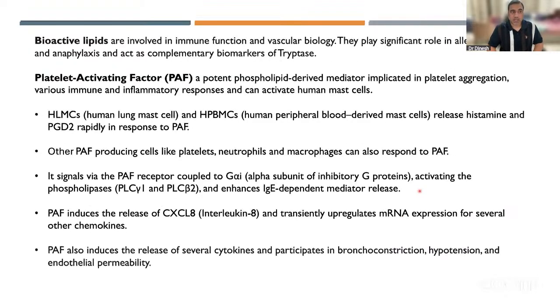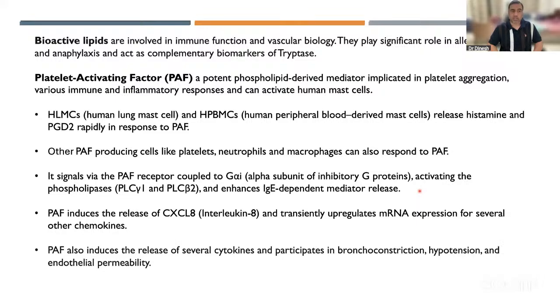So besides the enzymes, the bioactive lipids, the most important one being platelet activating factor, is important in immune function and vascular biology. They play a significant role in allergy and anaphylaxis, and they act as a complementary biomarker for tryptase. So PAF is implicated in platelet aggregation, various immune and inflammatory responses, and it can also activate human mast cells. So the human mast cells, which are the human lung mast cells, as well as the mast cells from peripheral blood, that is human peripheral blood derived mast cells, release histamine and prostaglandin D2 rapidly in response to PAF.